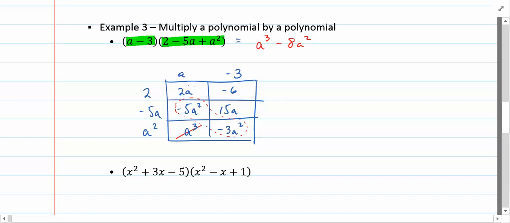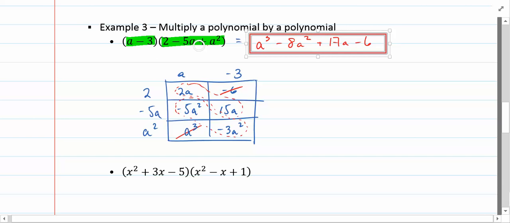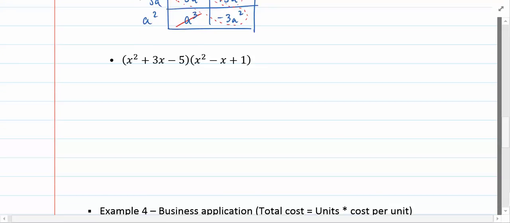That's a negative 8a squared. Then following that, I need a to the first power. These 2 items have a to the first power. Let's go ahead and combine them. That makes a positive 17a. And lastly, we have negative 6 as our last term. And this is the result of the product of these 2 polynomials: a cubed minus 8a squared plus 17a minus 6.